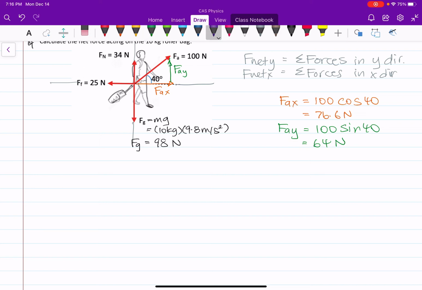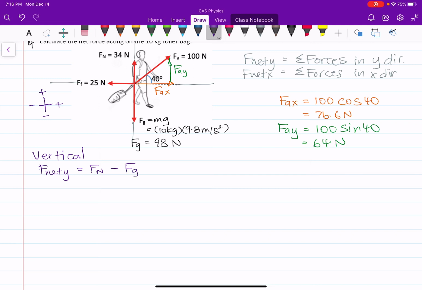So let's say F net in the y direction. Now if I look at my diagram and I choose my sign convention, I can pick a sign convention so that up is positive, down is negative, right is positive, left is negative. These are your conventional Cartesian positive, negative directions, right? So in the vertical direction, I've got the normal force, which is pointed upwards. I've got the force of gravity, which is pointed downwards, so minus Fg.